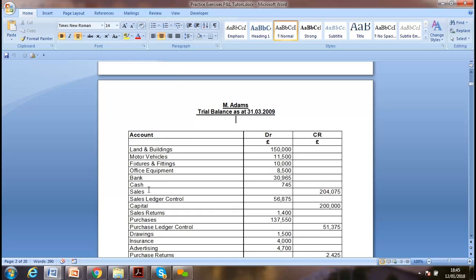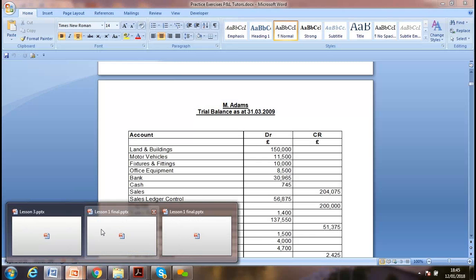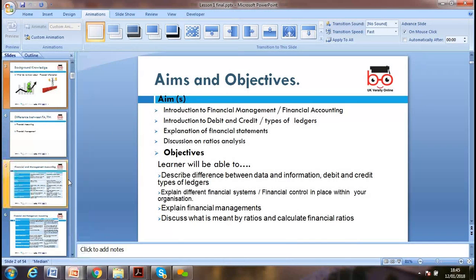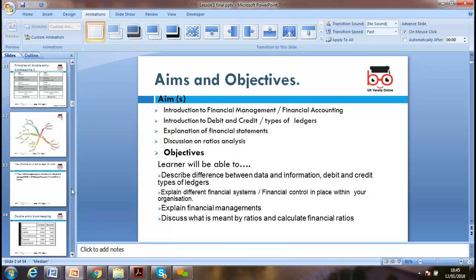Sales is our income. Income goes on the credit side. So when you open lesson 1, that's the slide really, and when you look at it, that will make it clear for yourself.